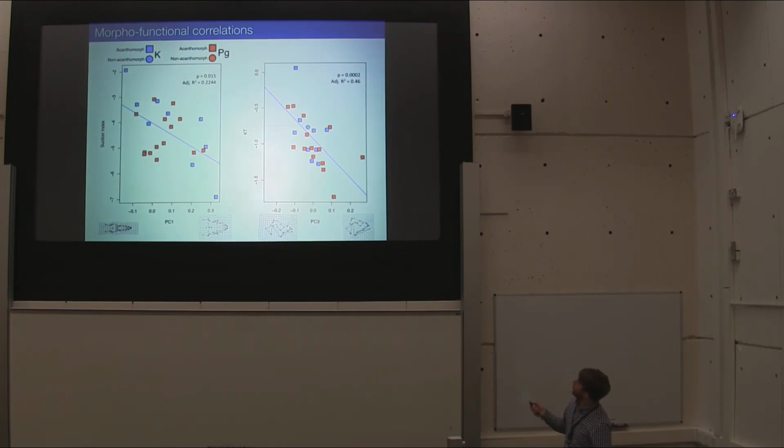And again, a similar situation with KT and the third principal component, which is associated with the relative length of the lower jaw. And that's quite significant, this is a phylogenetic adjusted R-squared of 0.46, so that's quite strong.